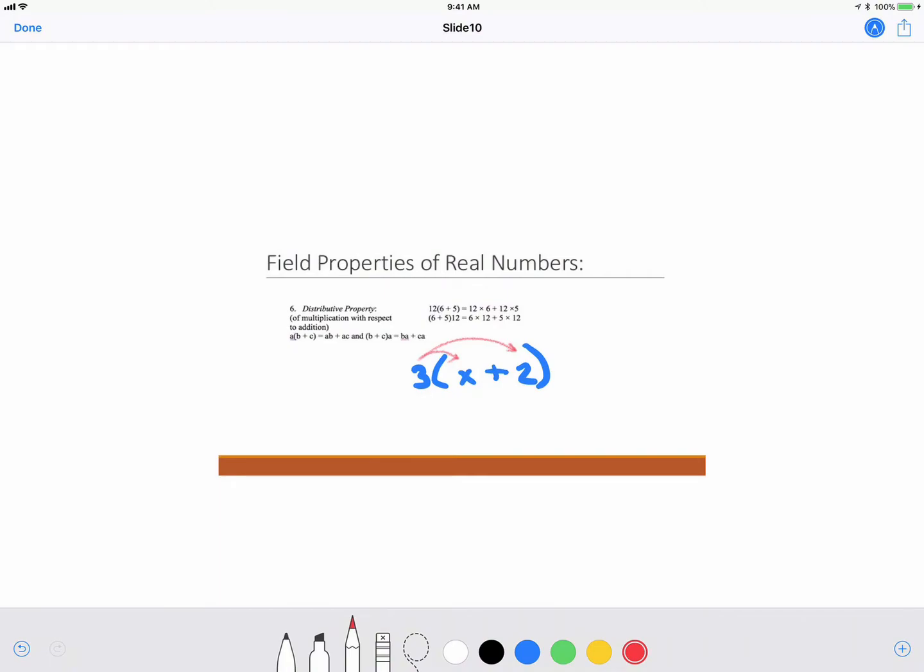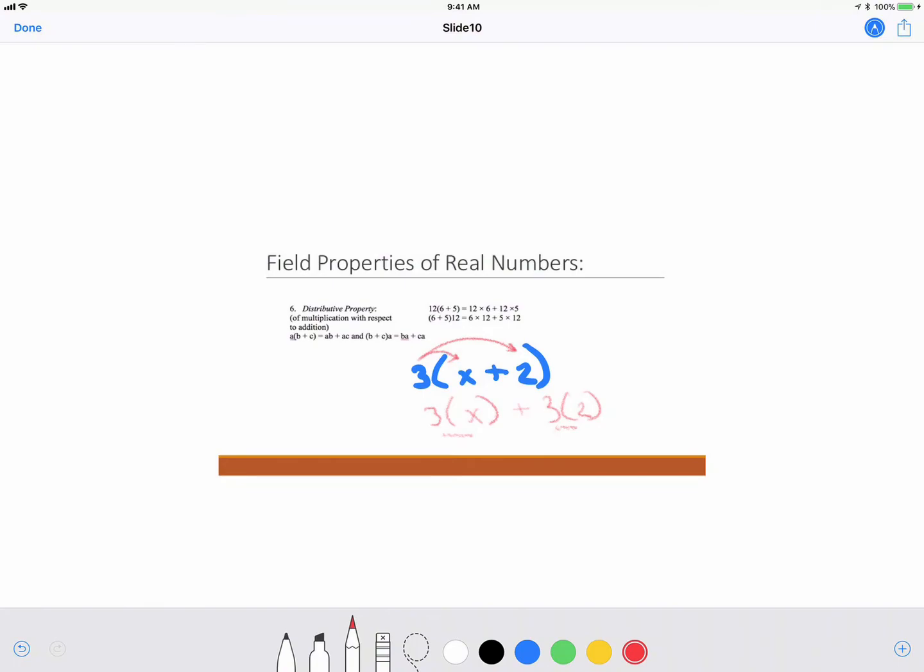Distributing the mail is when you hand mail out, right? Well, I'm going to distribute. I'm going to hand out the 3 to both terms inside the parentheses. So you're actually going to take the 3 times the x and the 3 times the 2. Now notice, I didn't actually write my math. I didn't actually multiply 3 on x, and I didn't actually multiply 3 times 2. I just put them next to each other. I handed the 3 out. That's distribution.